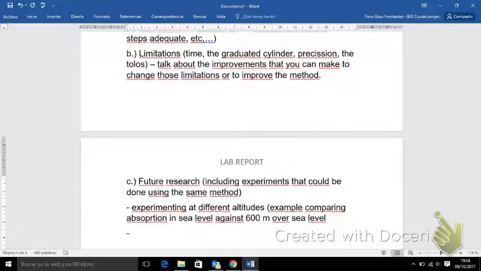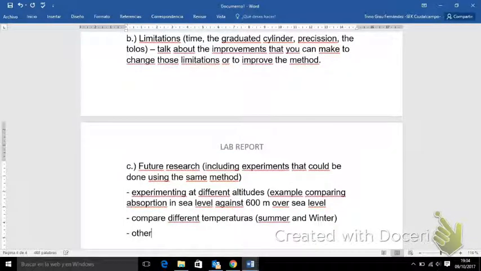Also, you can compare different temperatures, summer and winter, doing this experiment in summer and winter, and others that you think about. For example, compare different materials than the ones that we use, or other liquids, or other experiments that we could do using the same method.